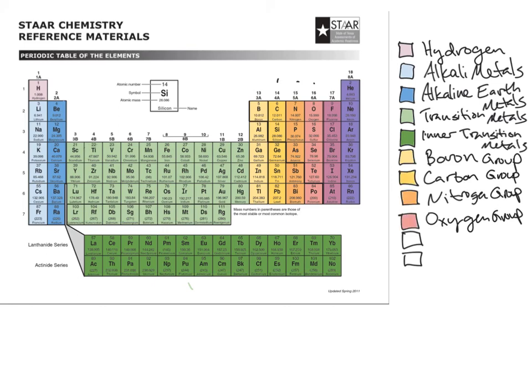And then next up is a very reactive group, the halogens. They start with fluorine on top. They're group 17. And then very last, all the way on the right, is the noble gas group, the noble gases. All right, and there you have it, an entirely colored periodic table.